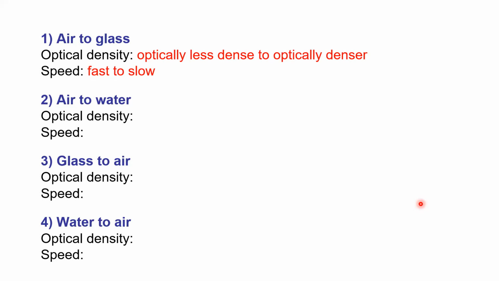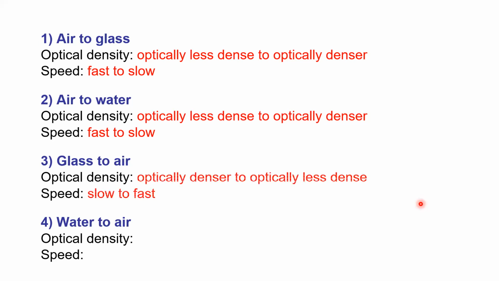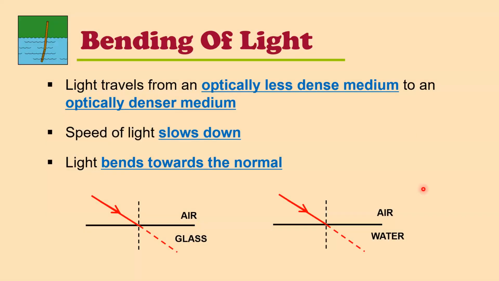From water to air is again from optically less dense. Air is the least dense one. So it's from optically less dense to optically denser, and the speed again slows down, sorry, fast to slow. And then when I move from glass to air, I'm from optically denser to optically less dense, so I'll speed up. And from water to air, again, optically denser to optically less dense, and I will speed up as well, from slow to fast. Okay, and this is what you have learned in lower sec.